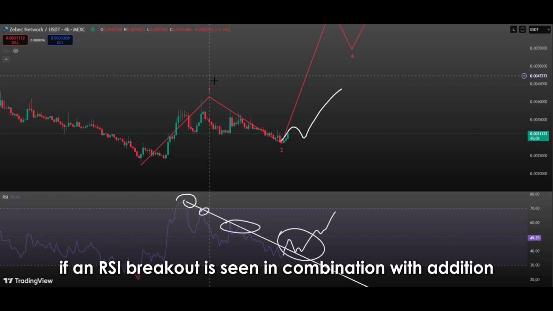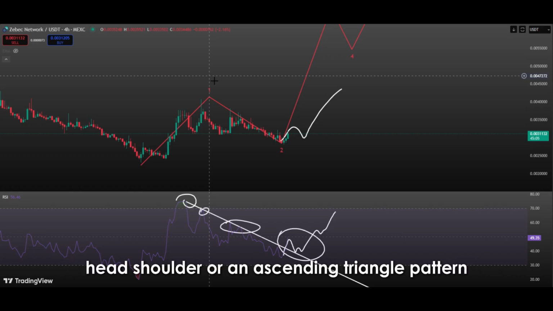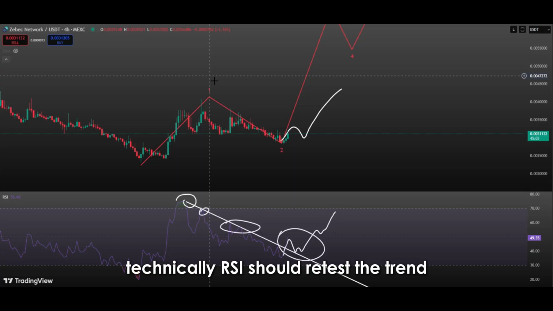For example, if an RSI breakout is seen in combination with a cup and handle, an inverted head and shoulders, or an ascending triangle pattern, the targets of these patterns tend to materialize faster and stronger technically. RSI should retest the trend.